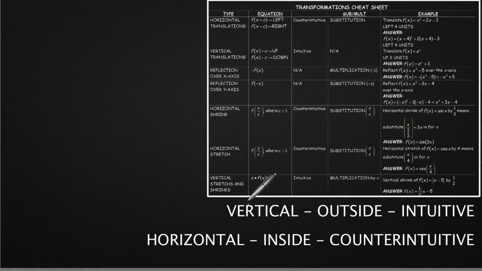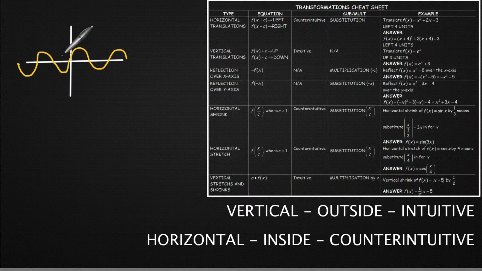The last type of transformation we're going to look at is vertical stretches and shrinks. And so once again, we will take this same sine function. And let's say we want to stretch it vertically. So in other words, now we just want to make it go up higher and down lower.